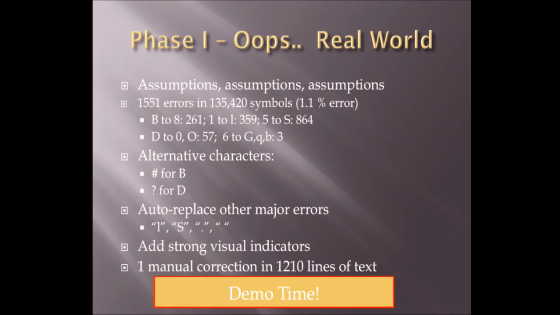I used a hash mark for a B and a question mark for a D. I just chose them because it didn't look like anything else. So I thought that they would OCR pretty well, and I was right. They did work really good. And then I auto-replaced the other major errors, and then I put strong visual indicators in the decoding to show you where your problems are. And the only thing I can show you about that right now is the one you already saw, the red one. But when I did this with my actual DLL, I only had one manual correction in 1,210 lines of text. That's about 19 pages of decoded text. And so it worked out really well.